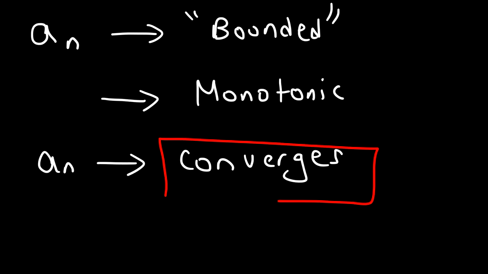So let's see if we can use an example to illustrate this. Consider the sequence a sub n is equal to 1 divided by n squared. Is this sequence convergent? Is it monotonic and is it bounded? Well, let's find out.